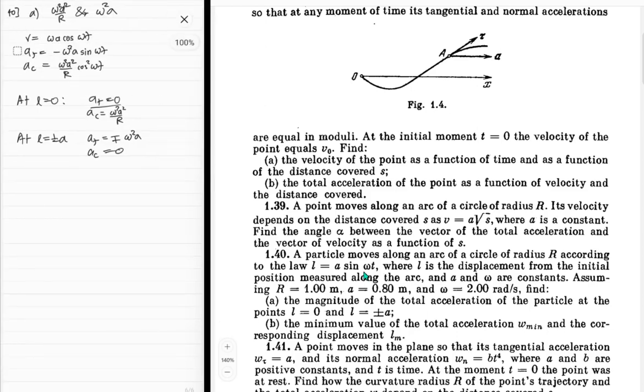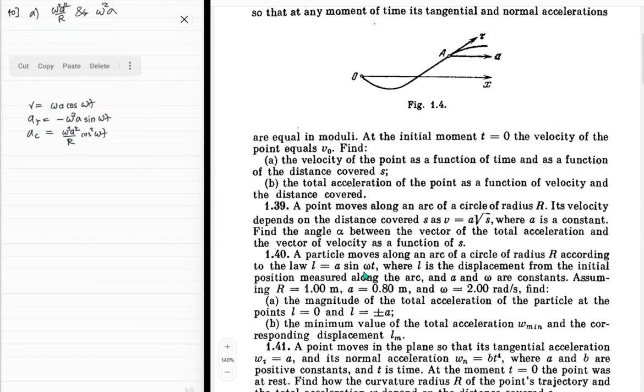Fine. Next. Oh yeah, so this is the b part. Let's not erase it right now.